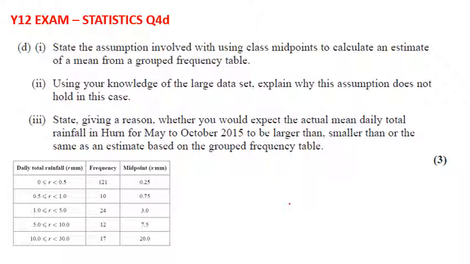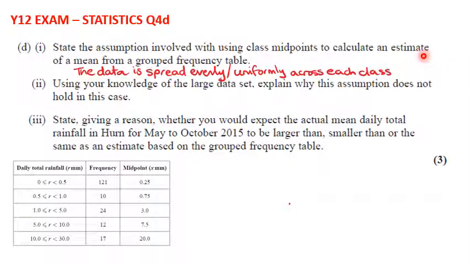So part D, one assumption involved when you're using midpoints is that the data is spread evenly across each class. So whereas when we went 7/24ths into this class and we assumed that the 24 bits of data here were evenly spread across this range, that's our basic assumption.